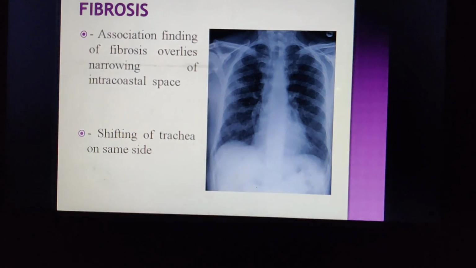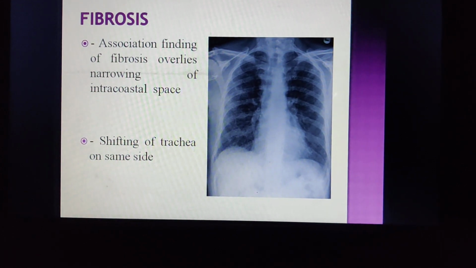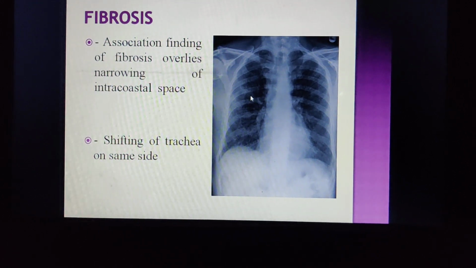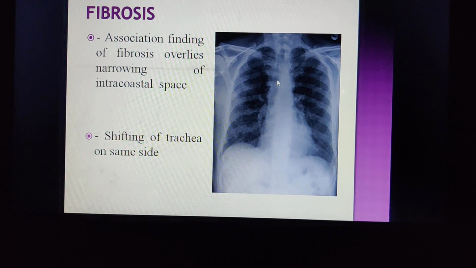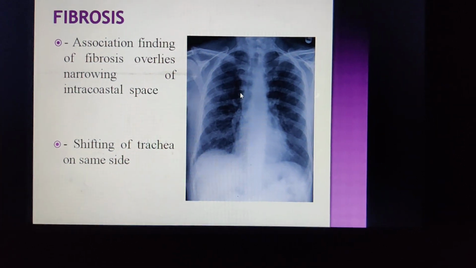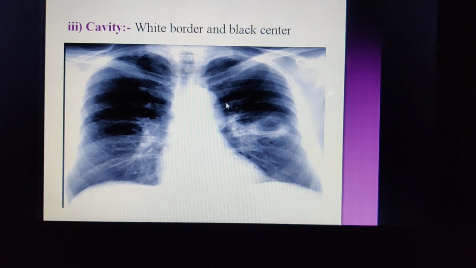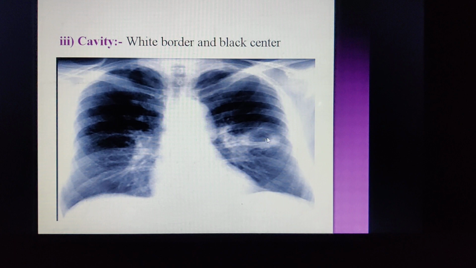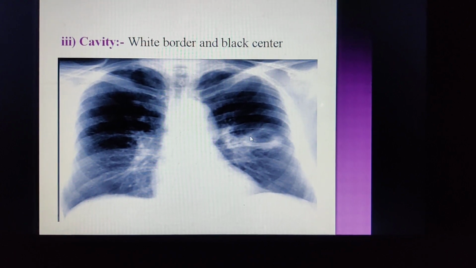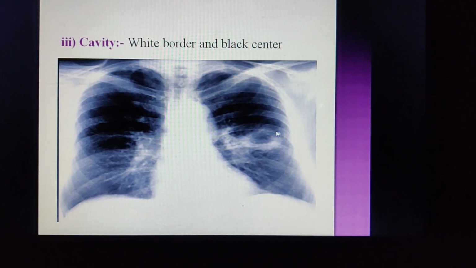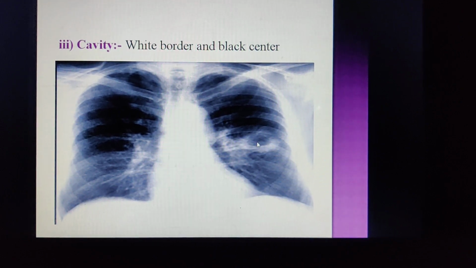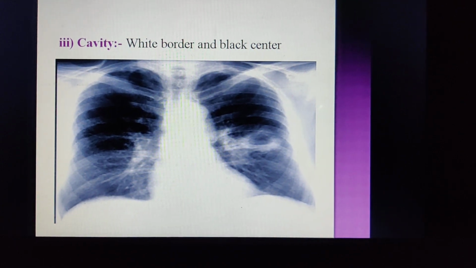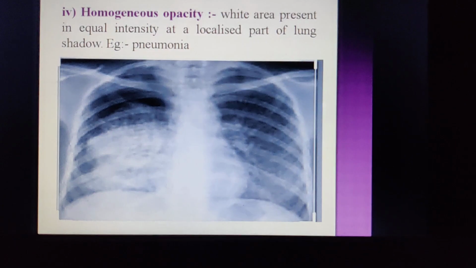Fibrosed lungs. In case of pulmonary fibrosis, we have to look for associated findings like narrowing of the intercostal space and shifting of the trachea. In case of cavity, as in this X-ray, it is indicating a cavity. How can we say? It has a white border and a black center. Black center is indicating air. Cavities can be due to abscess also.